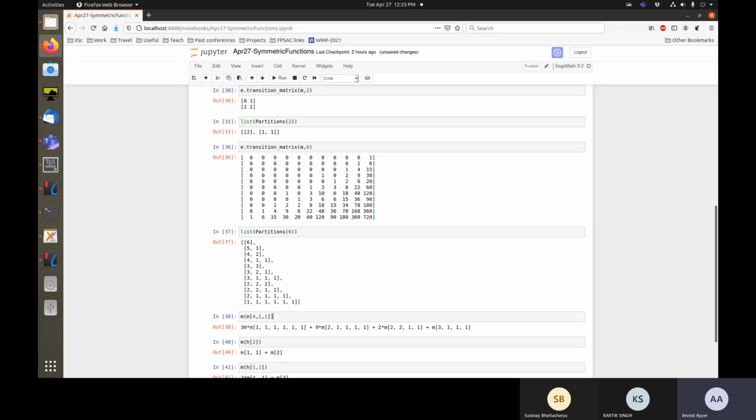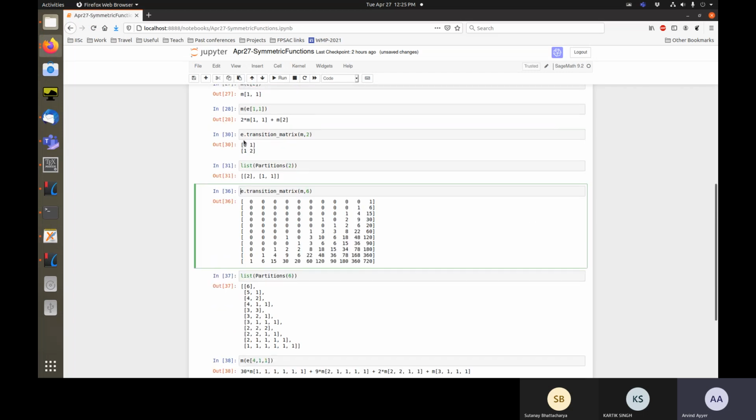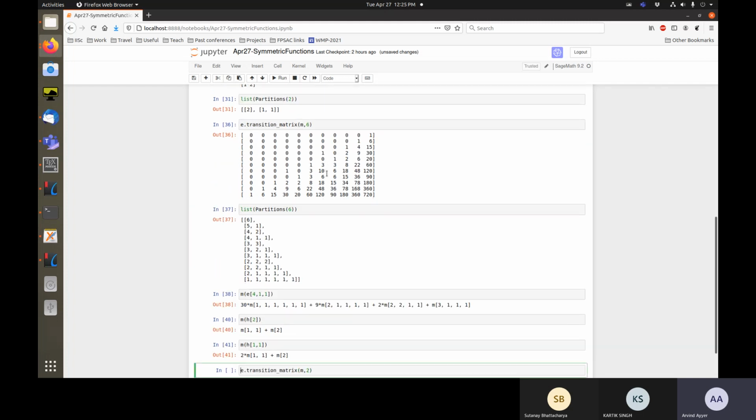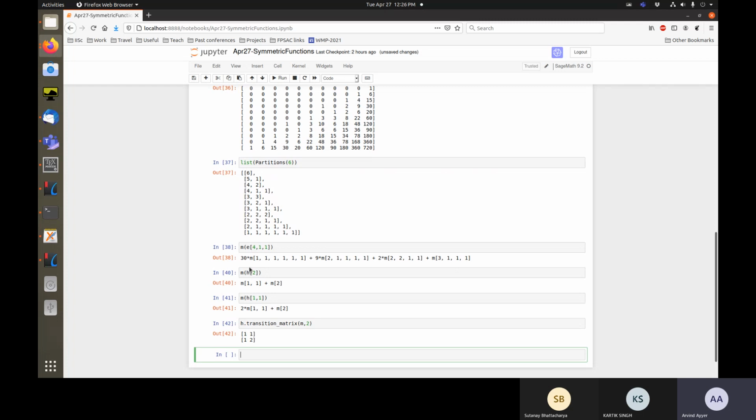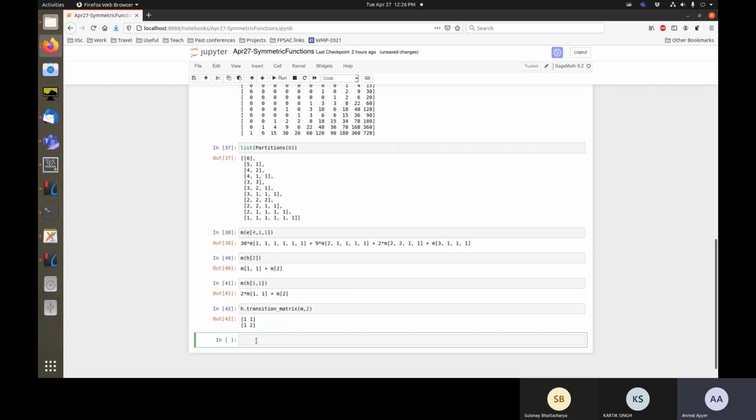Okay, so sorry, I can copy that, and now I can show you the transition matrix in the M basis. So this is what I said. So it's 1, 1 and 1, 2, and the partitions are indexed. I mean, the first partition is 2, and then it's 1, 1, as you can see. So H2 is the first row, and H11 is the second row. And similarly, we can go higher.